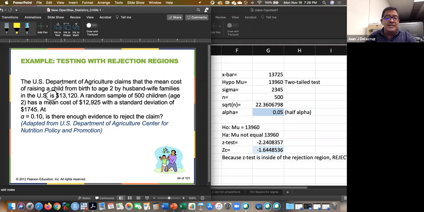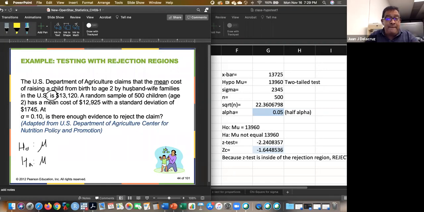The US Department of Agriculture claims that the mean cost of raising a child from birth to age 2 by husband-wife families is $13,120. So I have my H naught and my H sub A. Once again, the parameter I want to estimate is the mean cost. So the mean is going to be here.